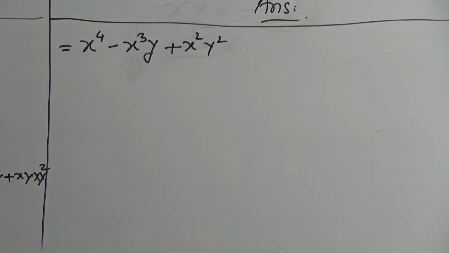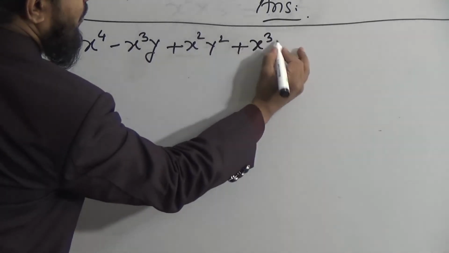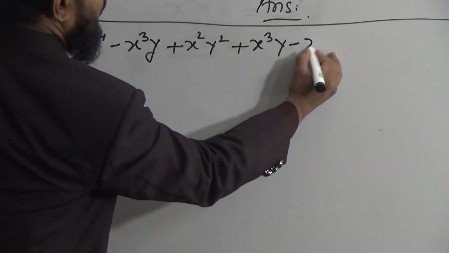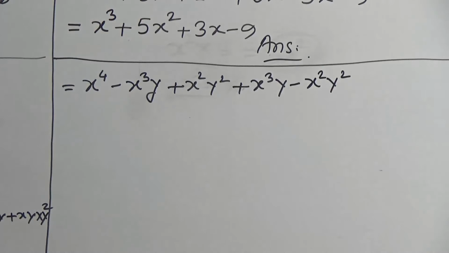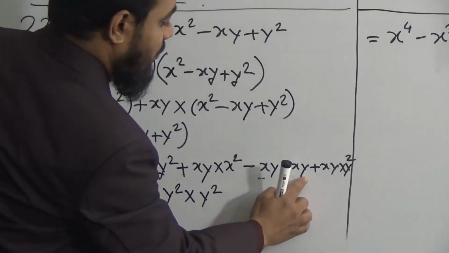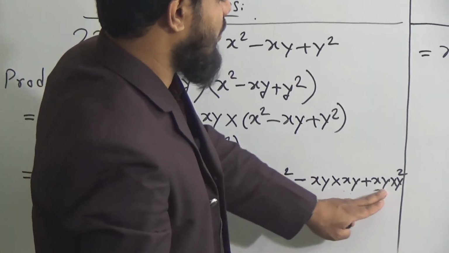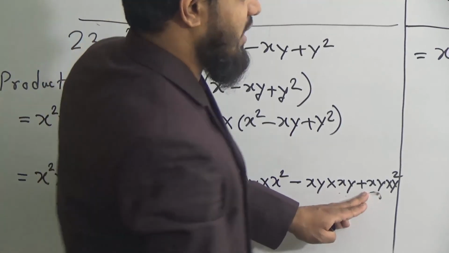Now my dear students, xy needs to be multiplied with x square, so it will be plus x cube y. After that, we need to multiply minus xy and xy. So we'll get a minus sign before, and x square y square, because 1x and 1x makes x square and another y makes y square. Then we multiply xy with y square, we'll get xy cube, and the plus sign will arise before.